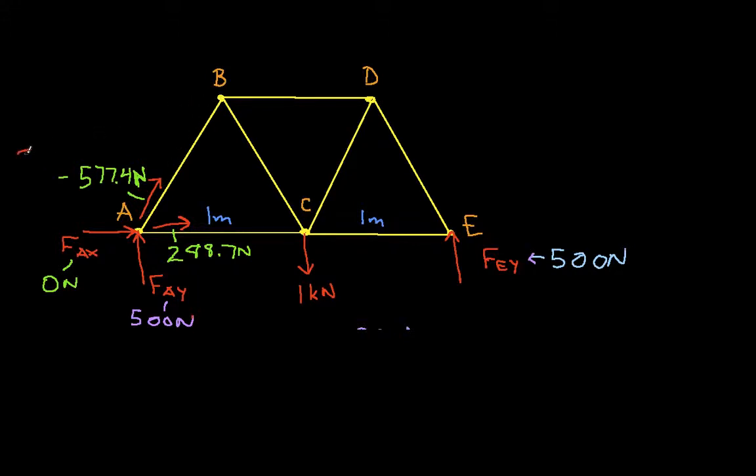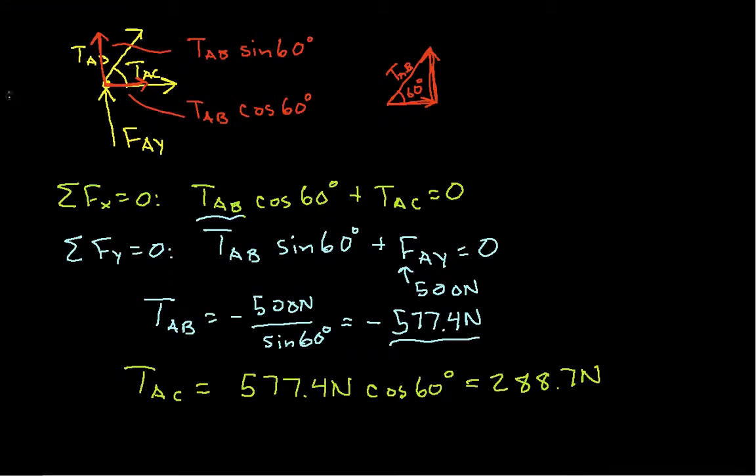This is TAB. And we'd found the tension in member AC. So this is TAC. So the next joint we'll look at is joint B. And we know that here we'll have a tension TAB, which we've already found. So we'll use joint B to find TBC and TBD. And so let's do that.